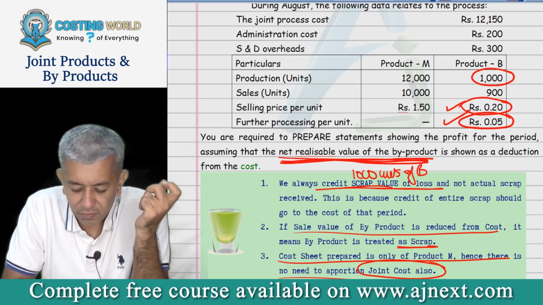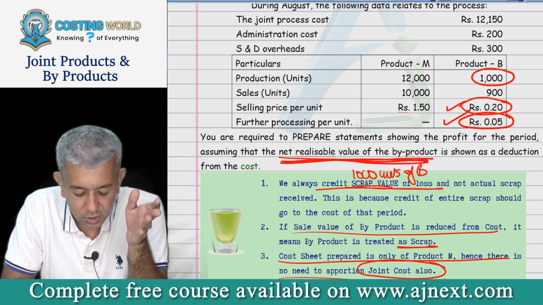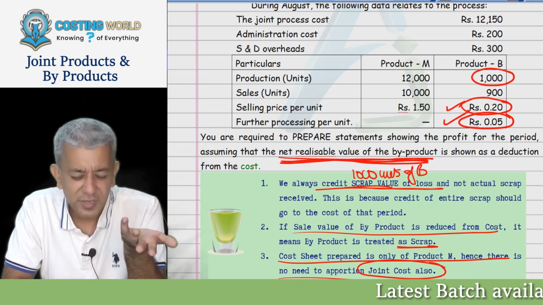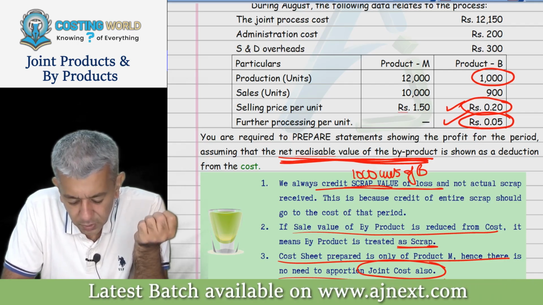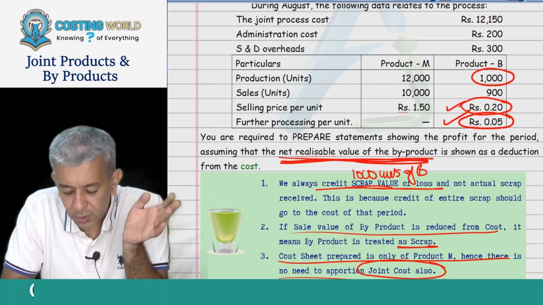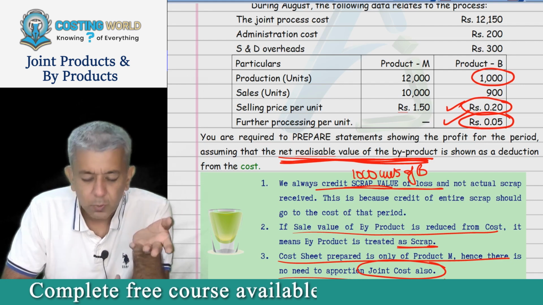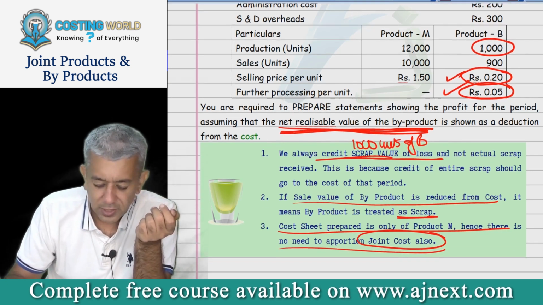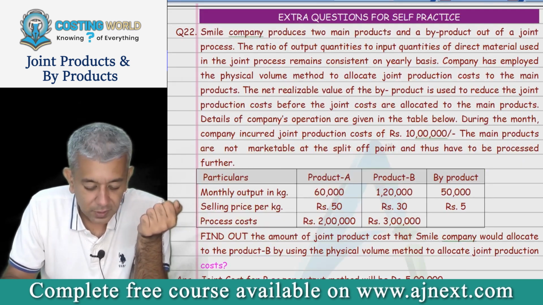If the sale value of byproduct is reduced from cost, it means byproduct must be treated as scrap. We did that particular thing today. Cost sheet is prepared only of product M. Hence, there is no need to apportion the joint cost, because in any case, it's a single product here. Okay. This is all done.